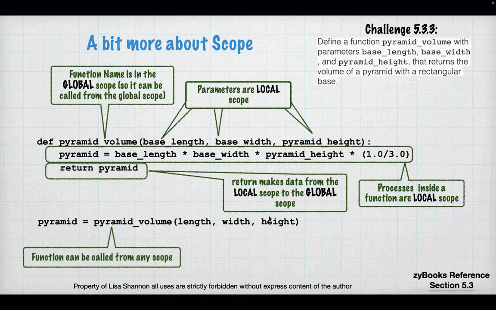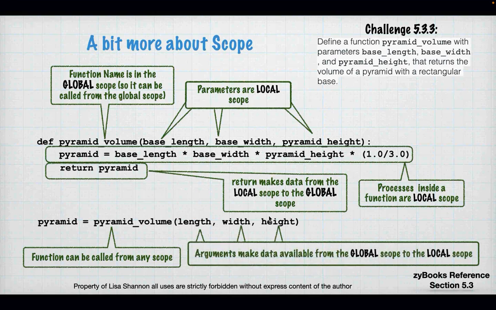The function call can be from any scope. It's in the global scope. It could be in the local scope: you could do a function call from the local scope of a function, from the local scope of an if statement, from the local scope of a loop. The function call can be in whatever scope it needs to be.